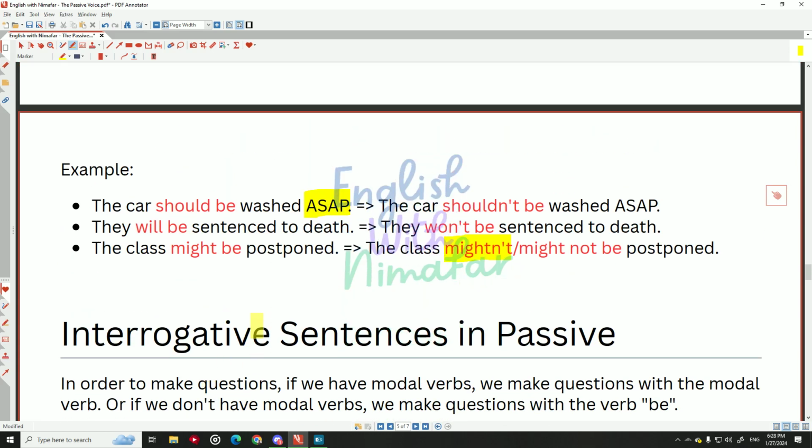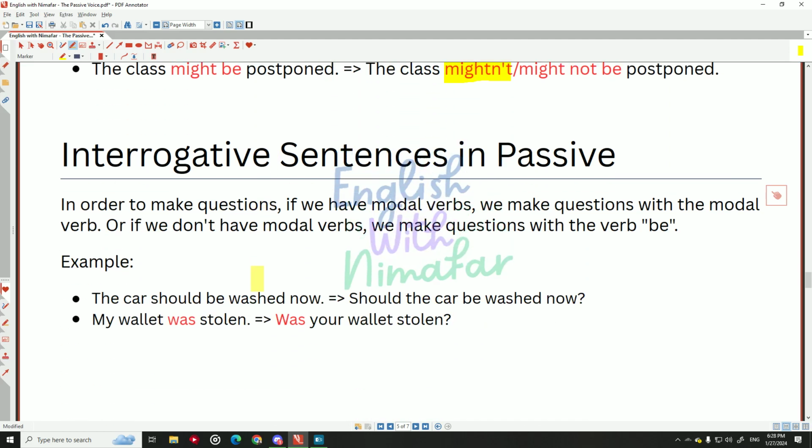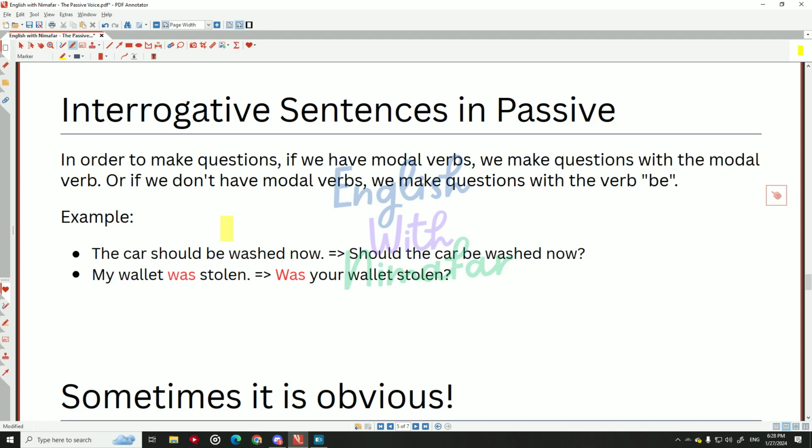But we talked about affirmative or positive and negative sentences. What if you want to ask some questions in passive voice? In order to make questions, we either have a modal verb or we don't. If we have a modal verb, we make questions with the modal verb. If we don't, we make questions with the verb be. For example, the car should be washed now. Do we have a modal verb? Yes. What is it? Should. So bring it here. Should the car be washed now?